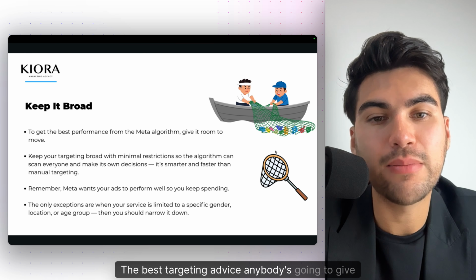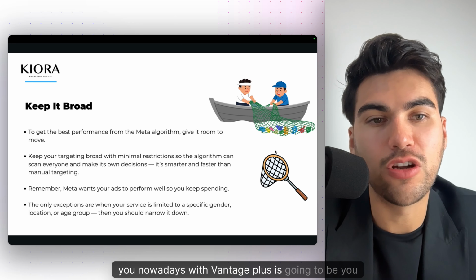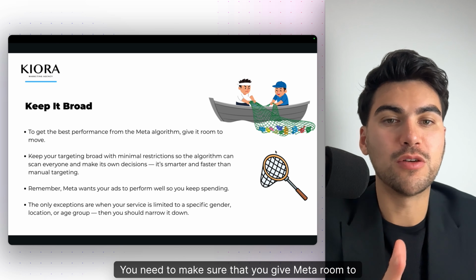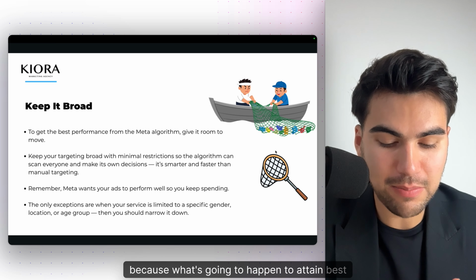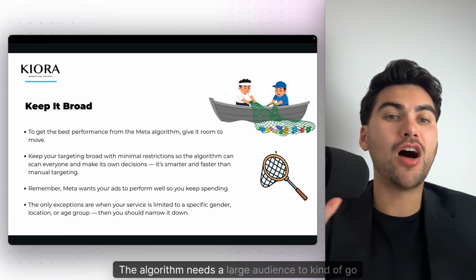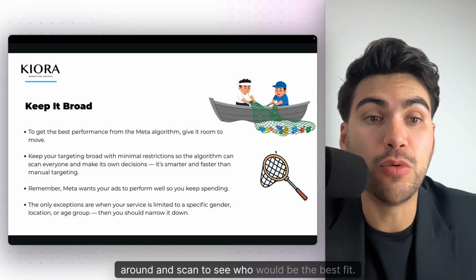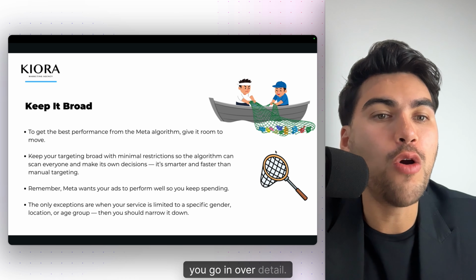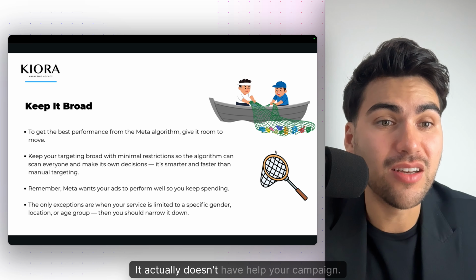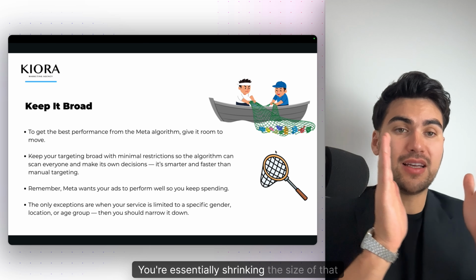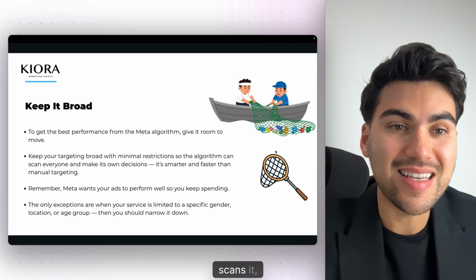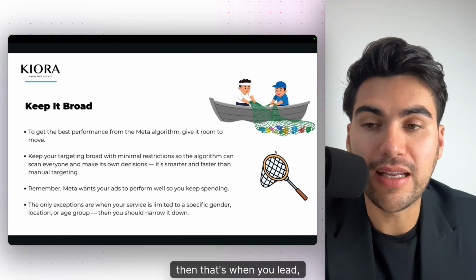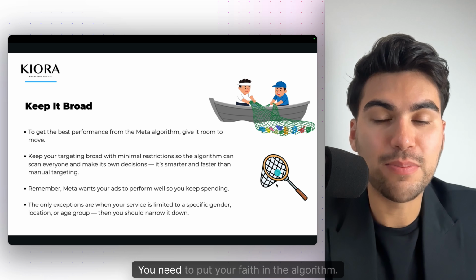The best targeting advice anybody's going to give you nowadays with Advantage Plus is, you need to keep it broad. You need to make sure that you give Meta room to wiggle around, because to attain the best performance, the algorithm needs a large audience to go around and scan to see who would be the best fit. If you start going too narrow with the targeting, going into over detail, it actually doesn't help your campaign. You're essentially shrinking the size of that audience. So the algorithm goes around, scans it, and if it can't find people within that tiny pool of audience, that's when it leads to burning a lot of cash. You need to put your faith in the algorithm.